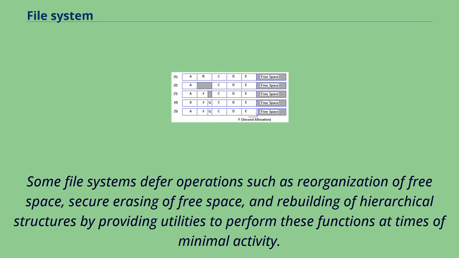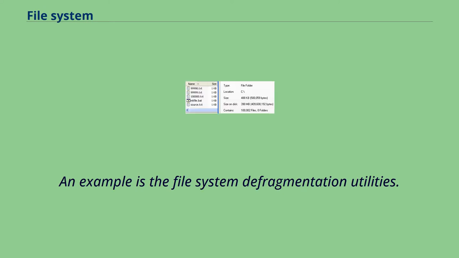Some file systems defer operations such as reorganization of free space, secure erasing of free space, and rebuilding of hierarchical structures by providing utilities to perform these functions at times of minimal activity. An example is the file system defragmentation utilities.